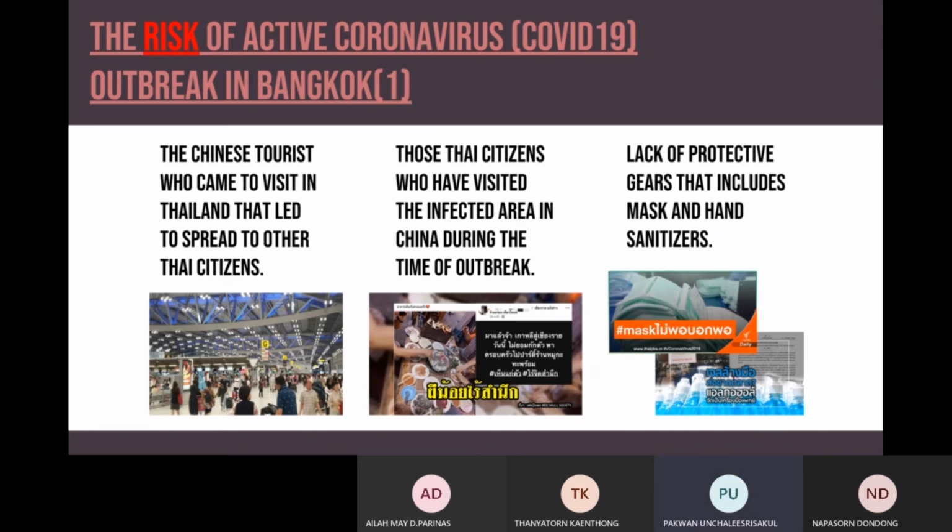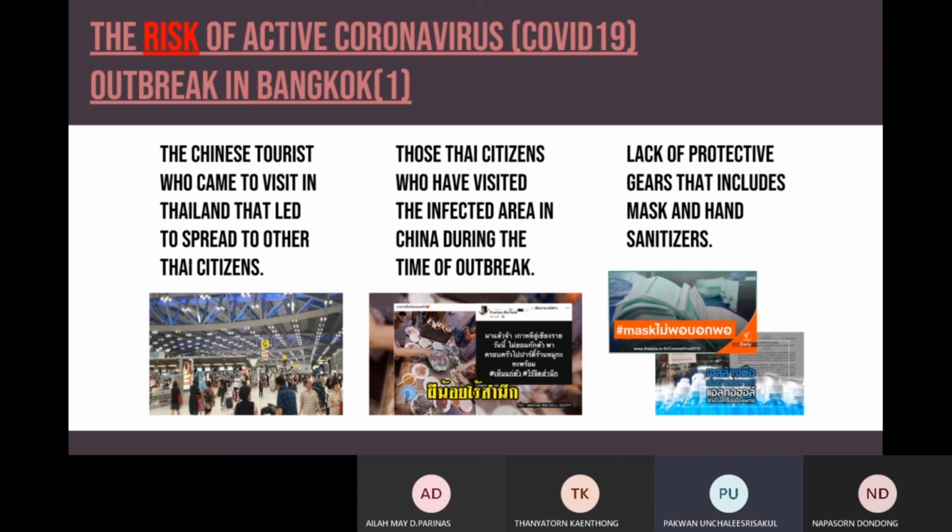And next, some Thai people who travel to China have a risk of being infected with the coronavirus. When they return to Thailand, they have the opportunity to have contact with and infect other Thai people. When this happens, traveling abroad may cause the Thai people to get infected, which will result in illness.